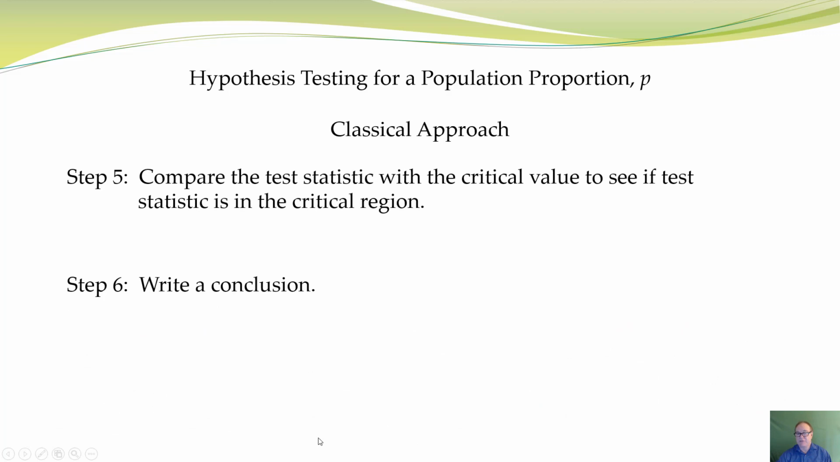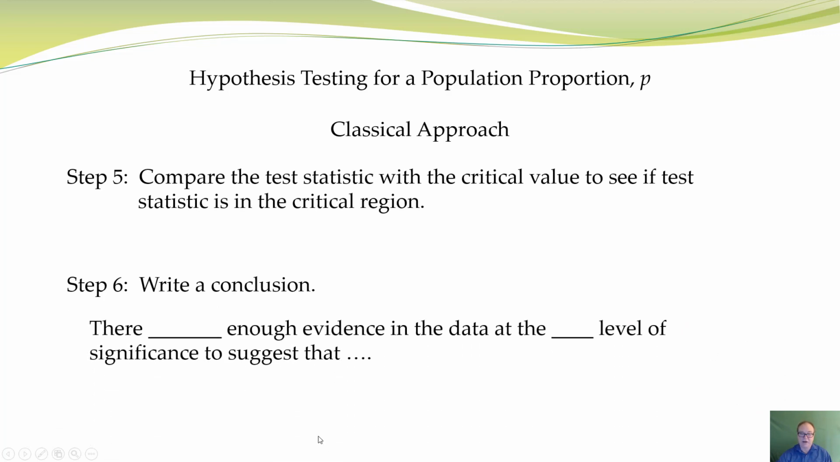And then step 6, write a conclusion. And again, the conclusion is basically the same. There is not enough evidence in the data at the 1%, 5%, 10%, other percent level of significance, just that from the problem.